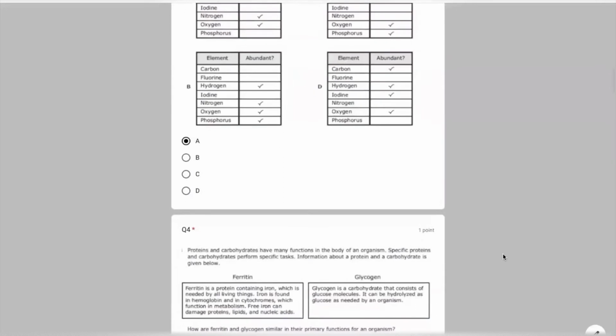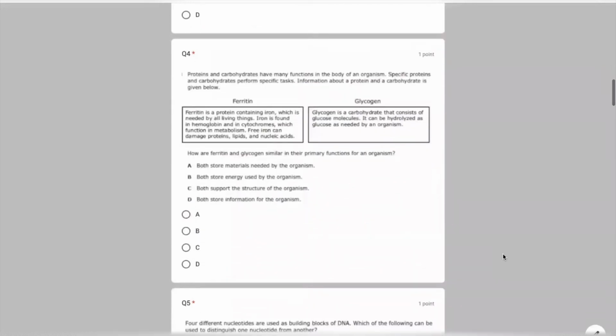Again, right here, y'all can just pause the question and take a look at it, and then come back and we'll explain it to you. Okay, so let's see here. Proteins and carbs have many functions in the body of an organism. Specific proteins and carbs perform specific tasks. Information about a protein and a carb is given below.